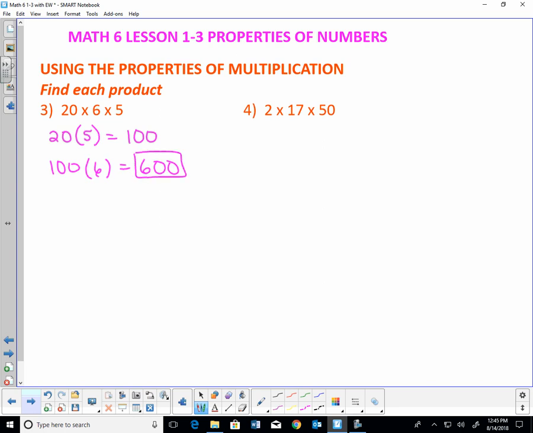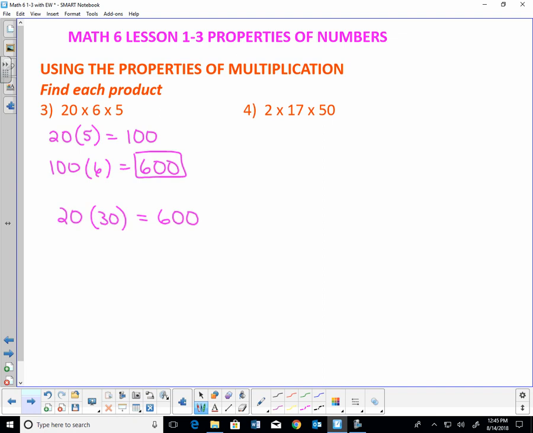Some people might go, but I know that 6 times 5 is 30, so 20 times 30, 2 times 3 is 6, add 2 zeros. That works too. You still changed the order. You decided to multiply 6 times 5 first and get 30, and then multiply it by 20. Either way works, we still got the same answer. But we manipulated it. I didn't go 20 times 6 and get 120, and then multiply that by 5, because that's a little bit harder. Not impossible, just a little bit harder.